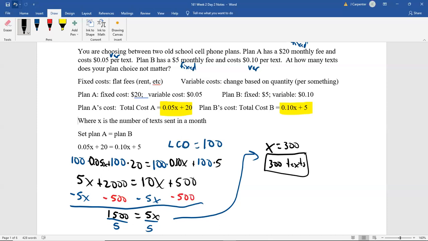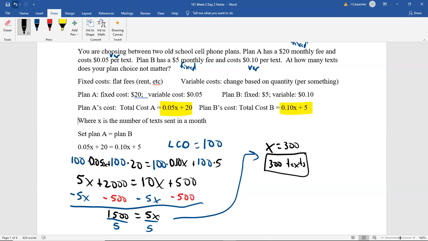Feel free to plug it into one of those costs or both of those costs to see what it would be. Plan B is a little easier. 300 times 10 cents is just going to be 30. 30 plus 5 is 35. So $35. If you do 300 times 0.05, that's going to be 15. 15 plus 20 is $35.